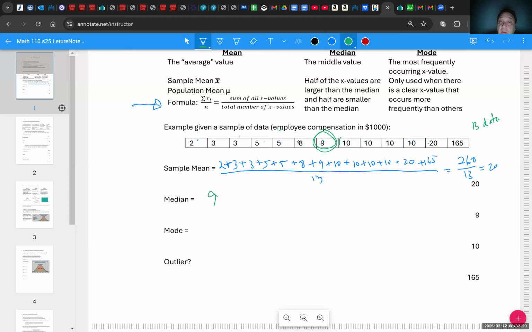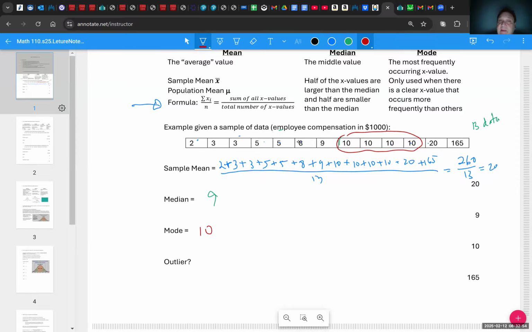Okay, for mode, we're looking for the thing that occurs most frequently. So 2 only occurs once, 3 occurs a couple of times, but many of you probably have already spotted the fact that 10 occurs 4 times. It's more than anything else. And so we're going to say the mode is equal to 10. It's the most frequently occurring number.